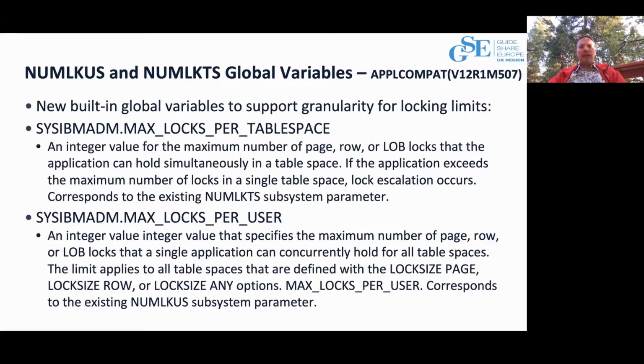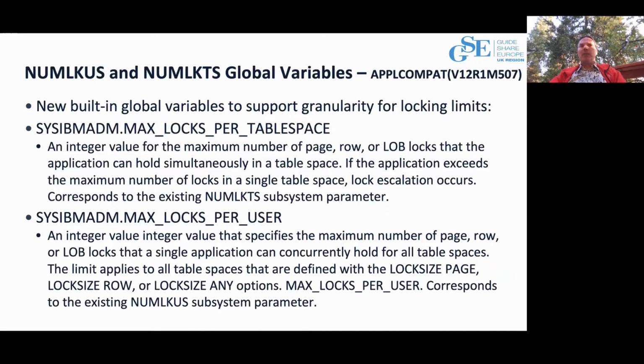NUMLKUS and NUMLKTS. You might be aware of those. Those are the number of locks a user can have in total and the number of locks on a table space. And those are ZPARMs. But customers have asked to be able to set those on an individual user basis. And so what Db2 has done is they've given the capability to have global variables for these values. And then you can set those values to some specific value to let a specific user, as an example, have more locks before lock escalation takes place.